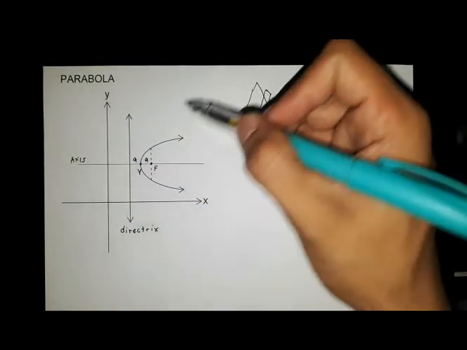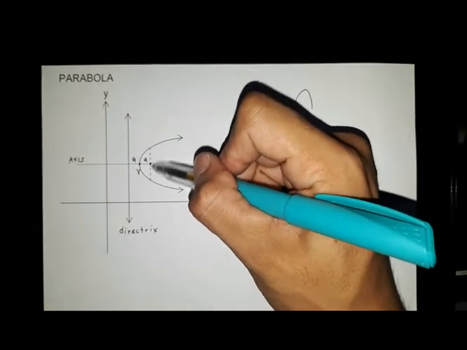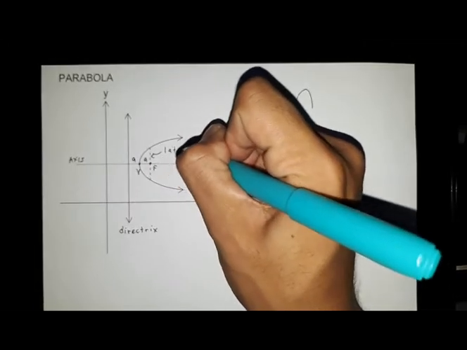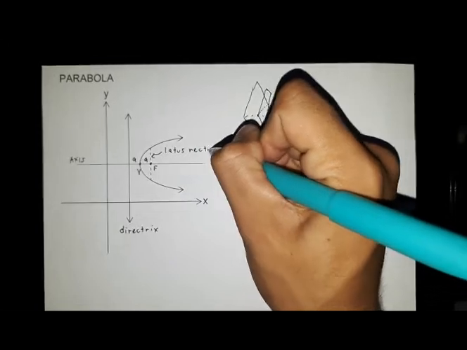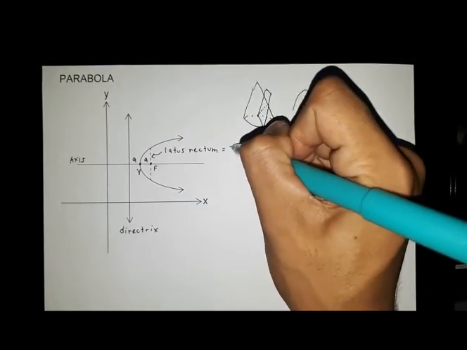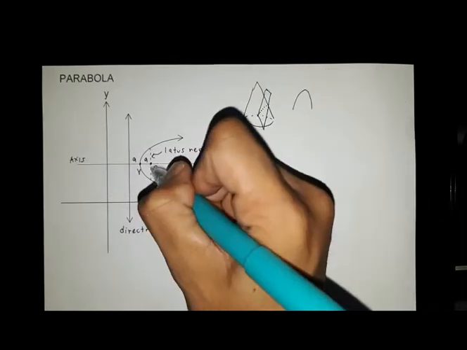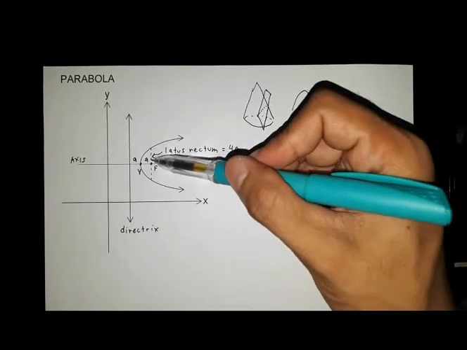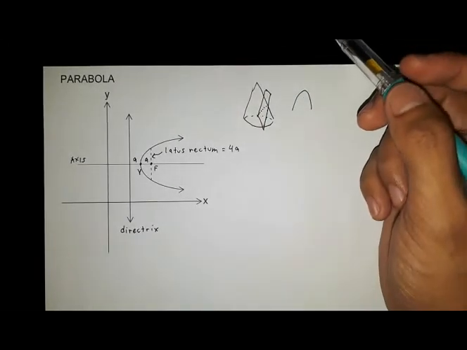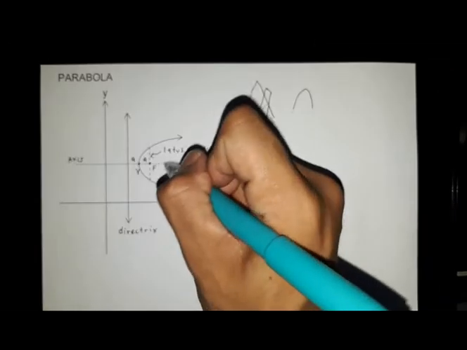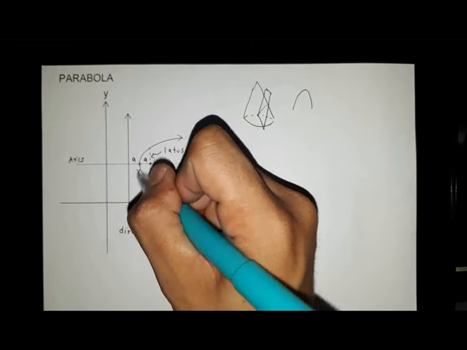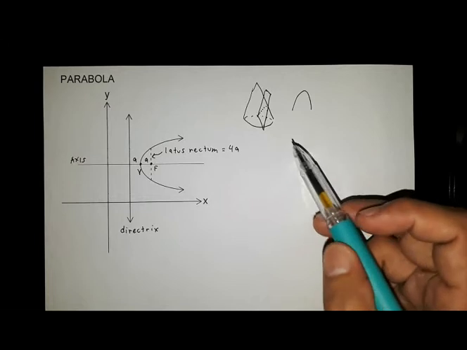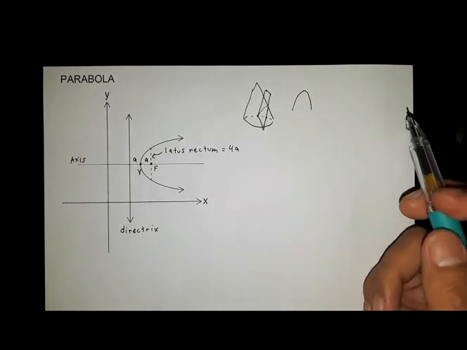Now, this line is called the latus rectum, which is equal to 4a. So 2a here on the downside and 2a here. So your focus, vertex, directrix and the latus rectum, those are the basic components of the graph of the parabola.